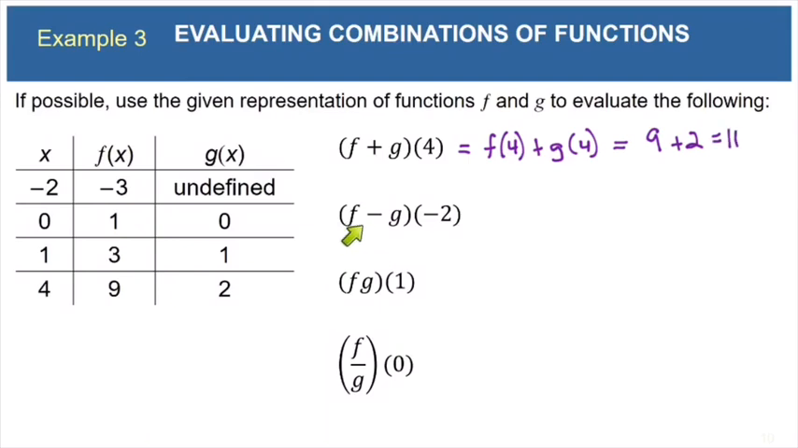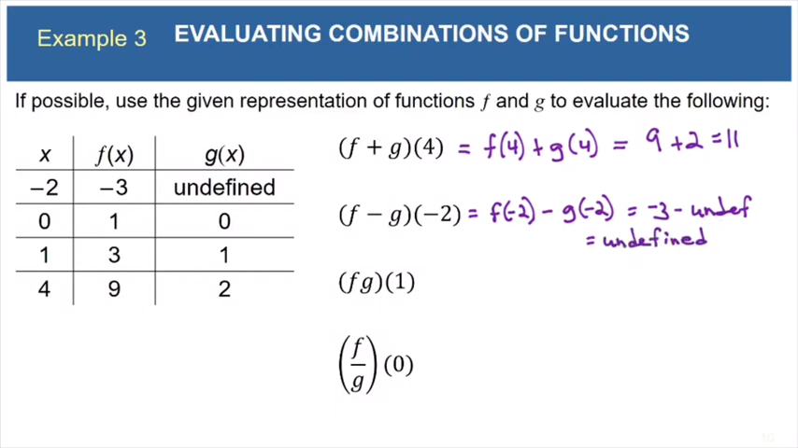On the second part, we have f minus g of -2. So that needs to be restated as f of -2 minus g of -2. So when we look at the table, when x is -2, the f function is -3, but the g function is undefined. So -3 minus something undefined is also undefined.